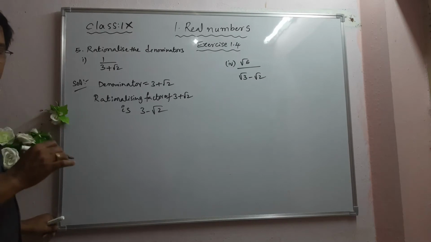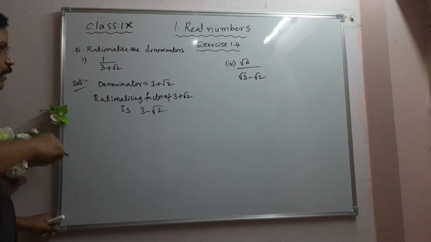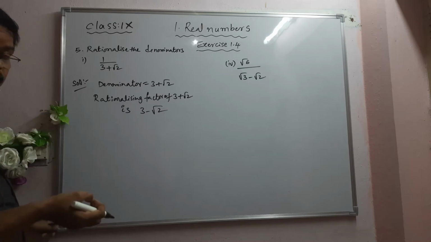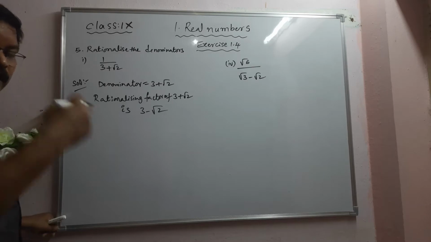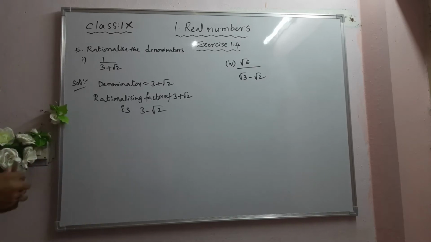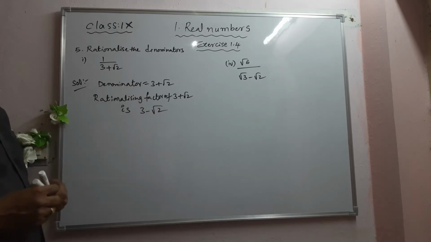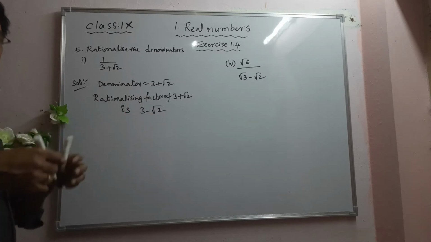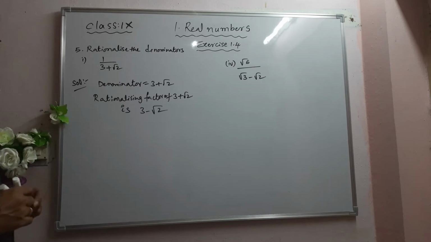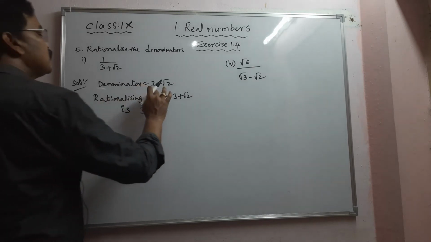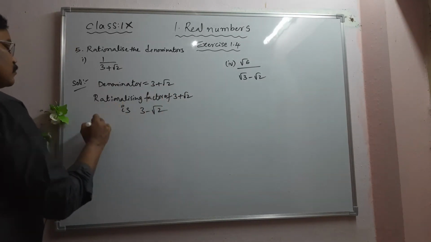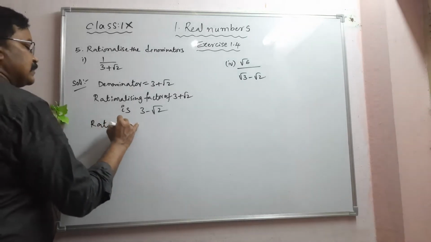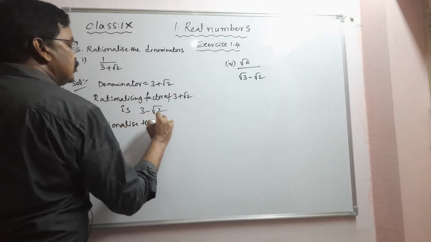See, rationalizing factor means when you multiply an irrational number with its factor, then that number should be equal to a rational number. Understand? So here this 3 plus root 2, when it is multiplied with 3 minus root 2, then we will get a rational number. So that is called a rationalizing factor. That means now here what we are doing is, rationalize the denominator.